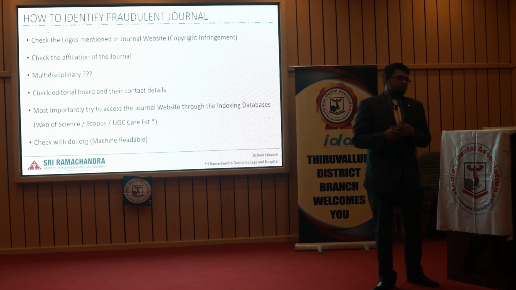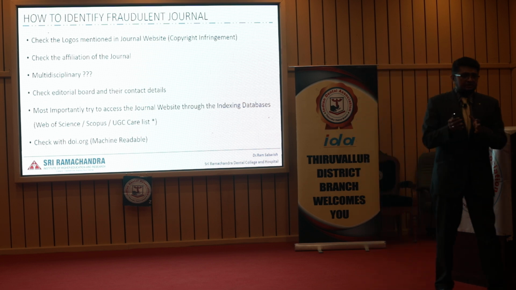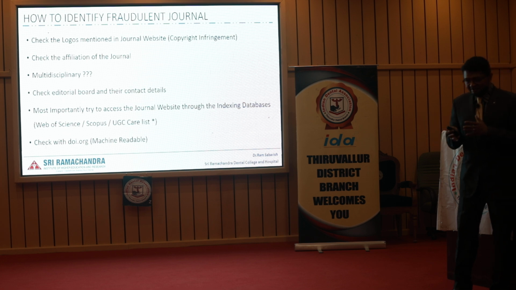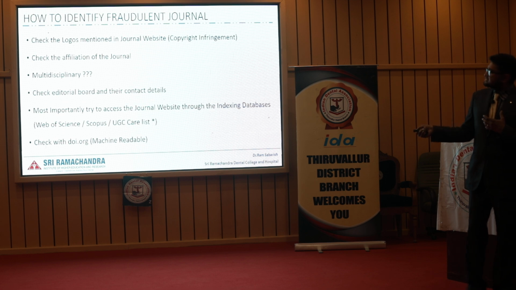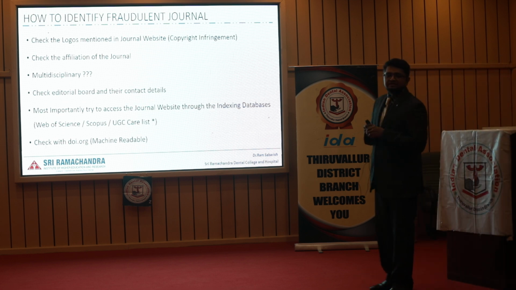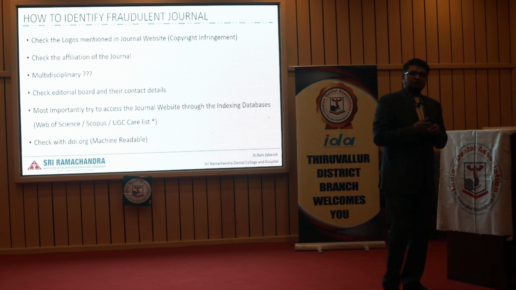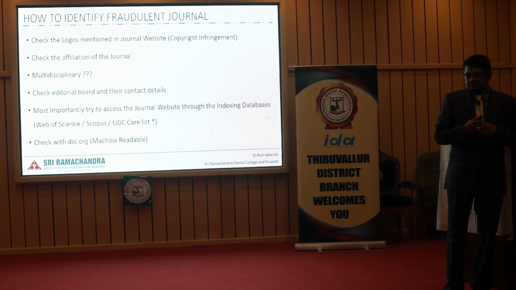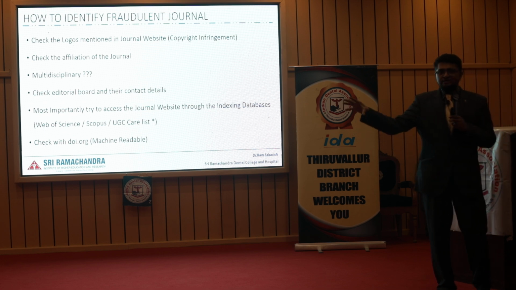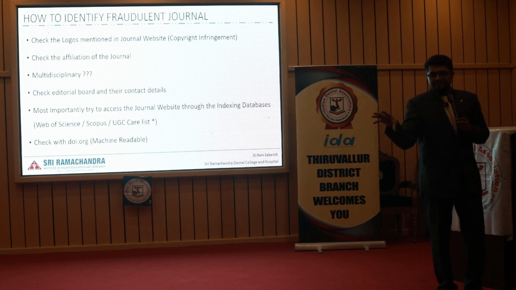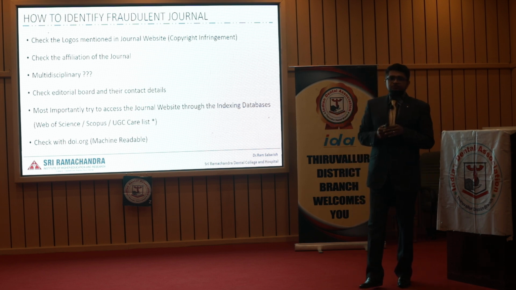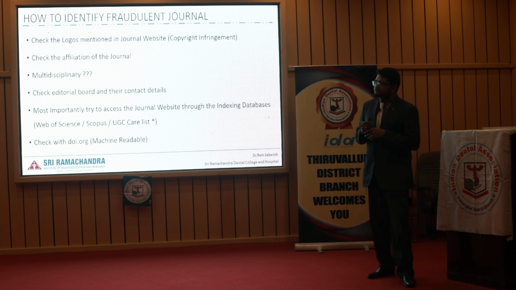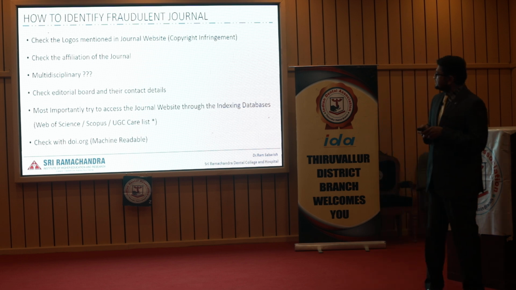Check for affiliations. Usually a particular journal will be affiliated to some kind of organization, or a college or a university. Next, check if it is a multidisciplinary journal. Please, it is not a very safe area to publish. Interdisciplinary is okay, but multidisciplinary means you have agriculture, health science, engineering, everything getting published in one journal, so the reviewing process will not be very robust. So make sure you have your own concerns about a multidisciplinary journal.